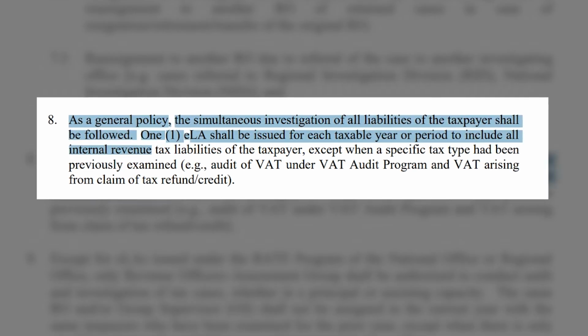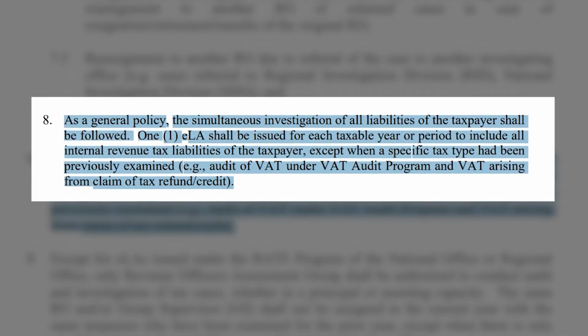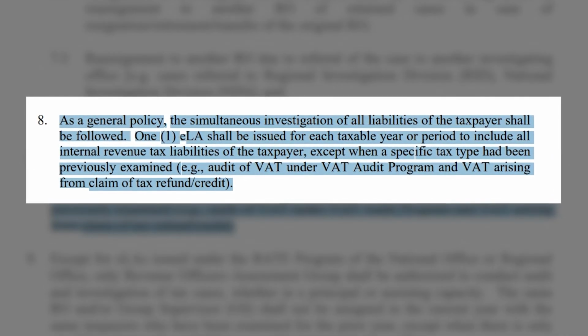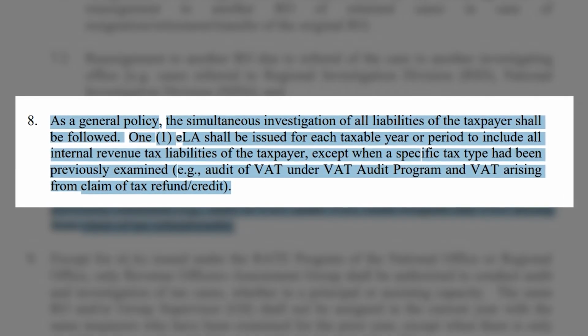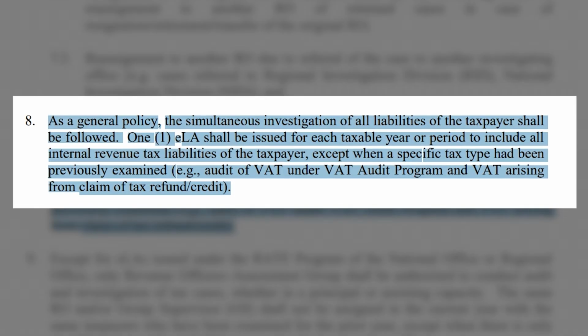All in all, there are 32 items under policies and procedures of RMO 19-2015. Now, to name a few, as a general policy, the simultaneous investigation of all liabilities of the taxpayer shall be followed. 1 electronic letter of authority shall be issued for each taxable year or period to include all internal revenue tax liabilities of the taxpayer, except when a specific tax type had been previously examined, such as audit of VAT under VAT Audit Program and VAT arising from claim of tax refund or credit.